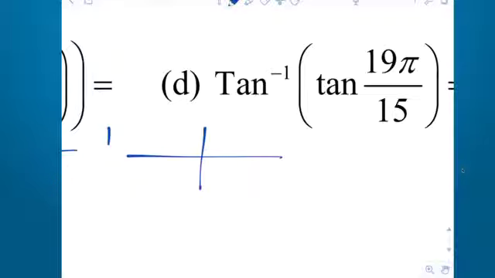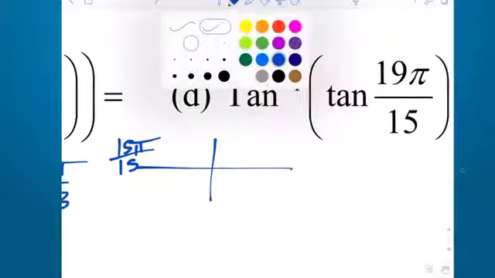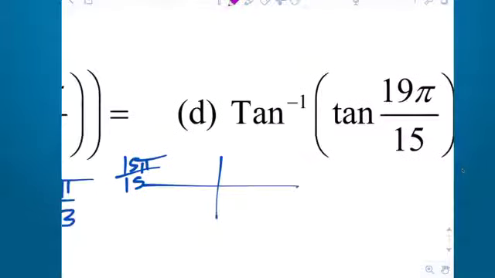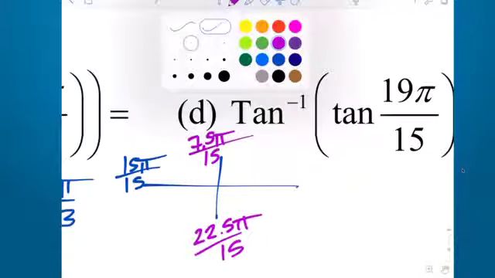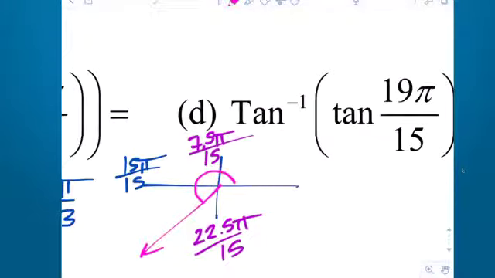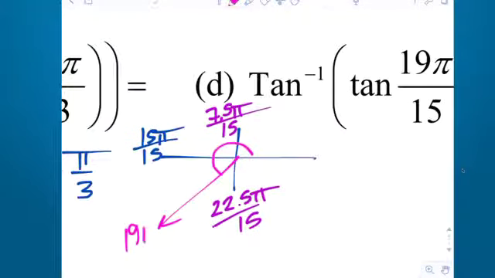Quadrant 3? Let's see. Pi, remember, is 15 pi 15. And if you want to know what you're counting by, take half of 15. What's half of 15? 7.5. So every time you go to another axis, you're counting by another 7.5. So down there at 3 pi halves, what is 15 plus 7.5? 22.5 pi 15. So now you can tell with certainty that as you go to 19 pi 15, you come around, but you don't quite get to the y-axis. This is 19 pi 15.